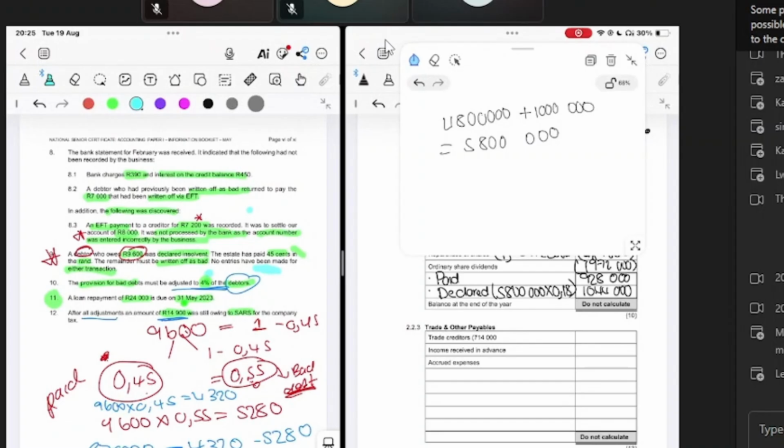It was to settle our account of 8,000. It was not processed by the bank as the account number was entered incorrectly by the business. Okay, so what has happened there? We thought we were paying someone we owe, our creditor, but it turns out we actually did not pay them. We're not able to pay them because we used the wrong account number.